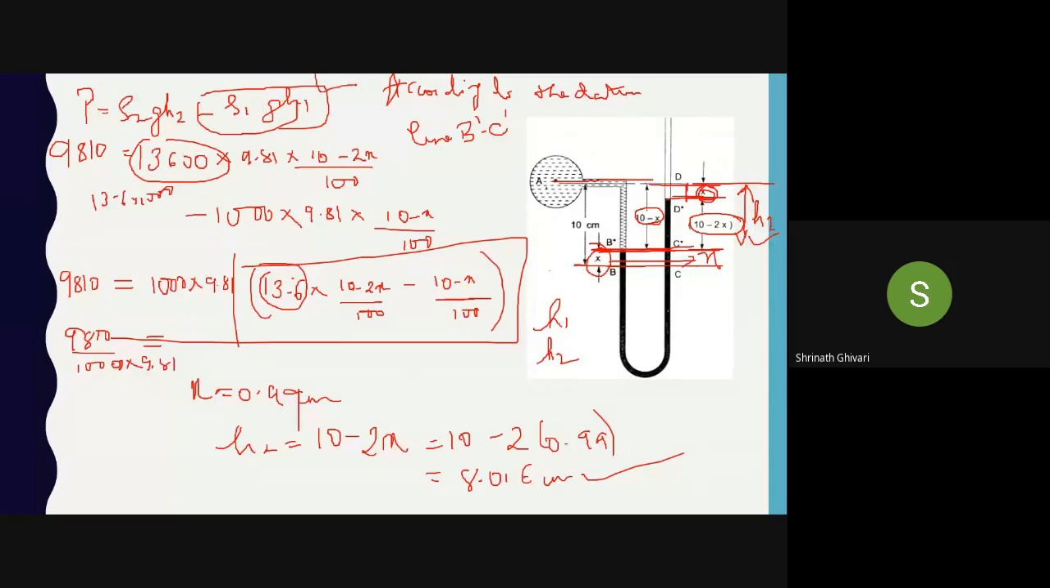You put the same formula, put the values of H2 and H1 and calculate the answer. You'll get the value of X, that is rise and fall of the mercury in the U-tube manometer. Then you have to find out the difference in the level of mercury, that is H2. 10 minus 2X, you will get 8.02 something Newton per centimeter. Understood?